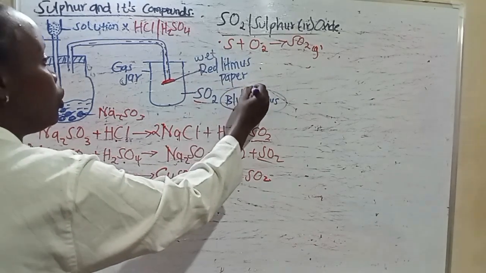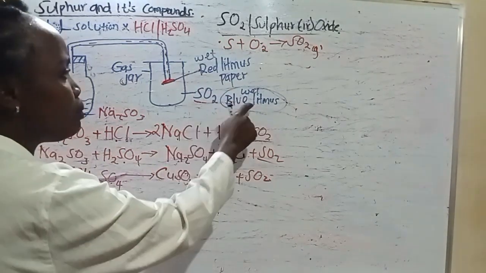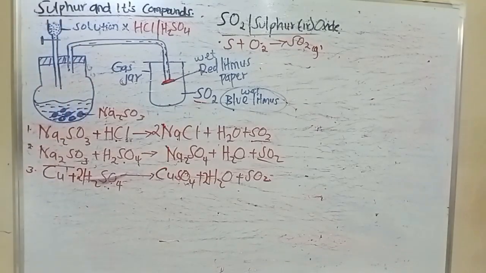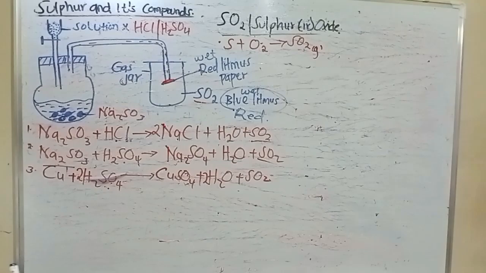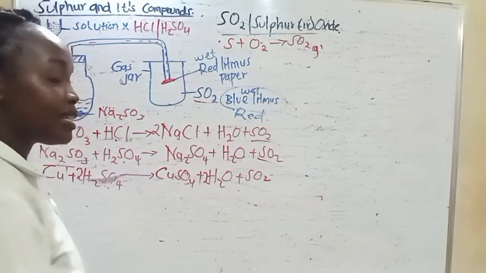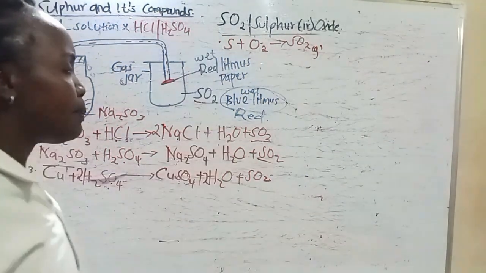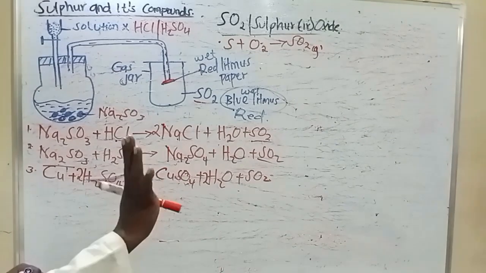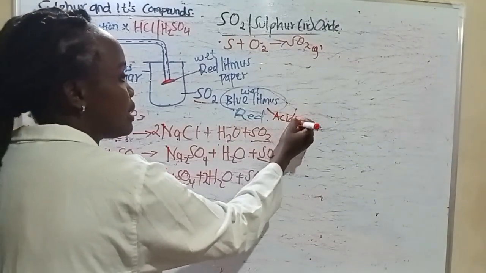It is a wet blue litmus paper. Our wet blue litmus paper will turn to red because sulfur 4 oxide is an acidic gas. The pH of sulfur 4 oxide is acidic. Now, because we have our red litmus paper, we know they are not testing for the acidity. If it was blue, it is testing for acidity.